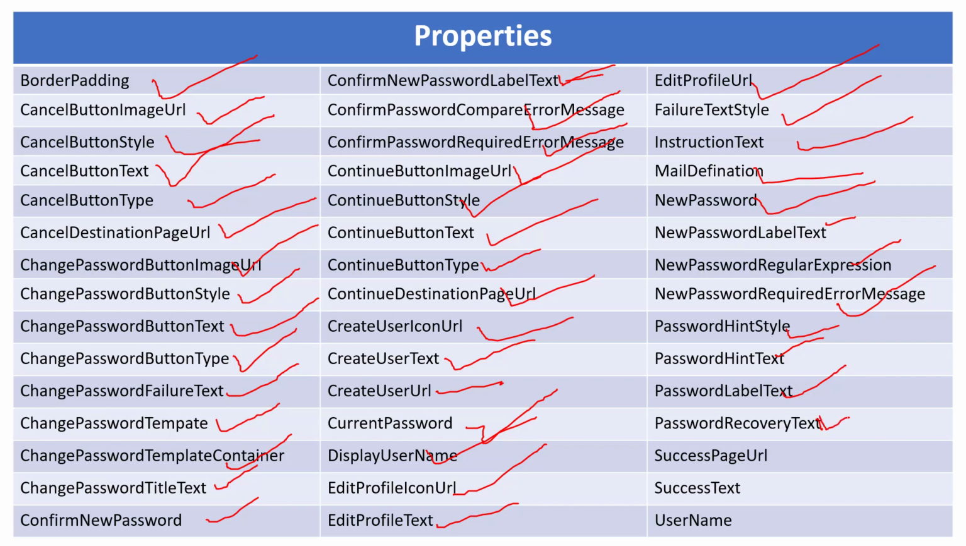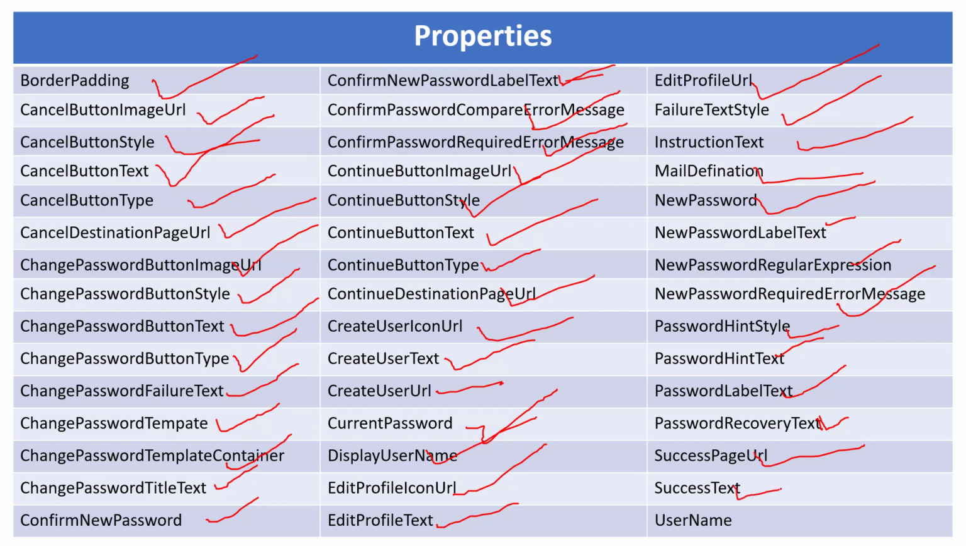Next is password recovery text. It is used to set or get the text of the link of the web page that contains the password recovery control. Next is success page URL. It is used to retrieve or set the URL of the page that is shown to the user after successfully changing the password.